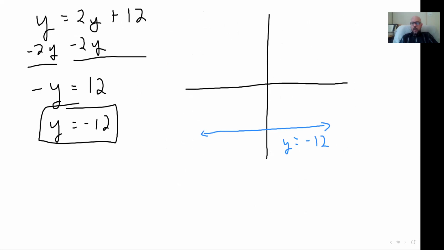And that is all I want to say about lines for now. You should be able to graph lines pretty easily.